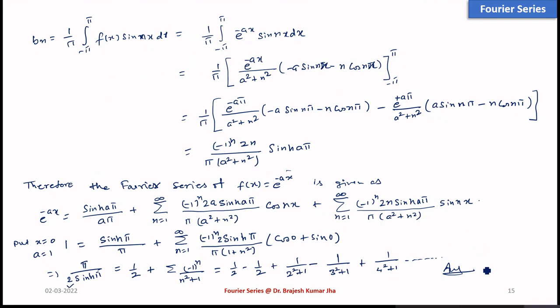So in this way we get the Fourier series, and we can interpret for the point as well.